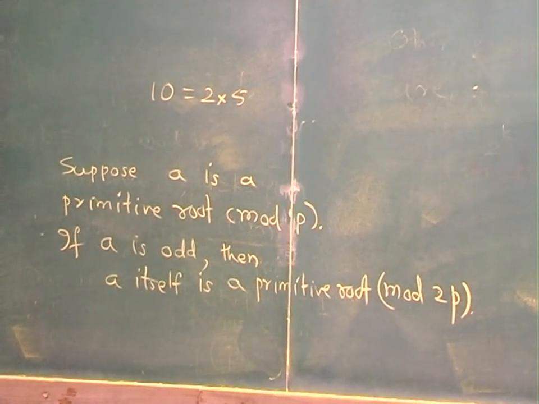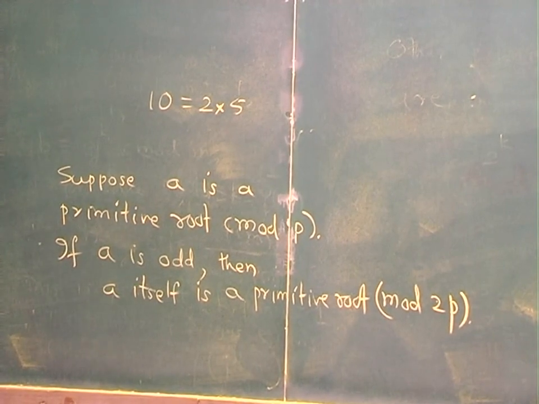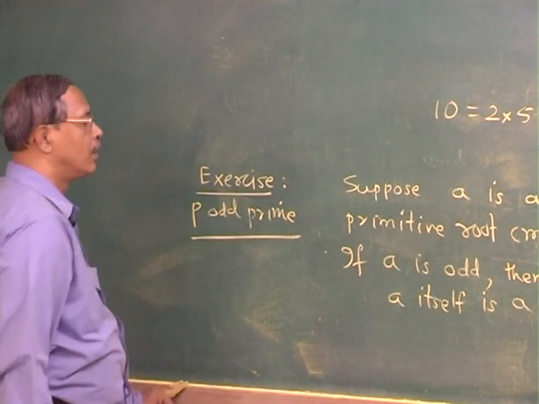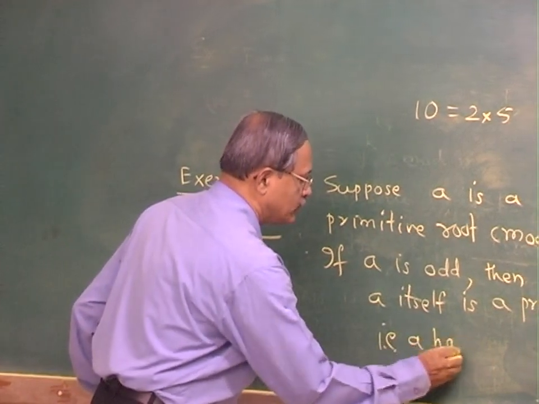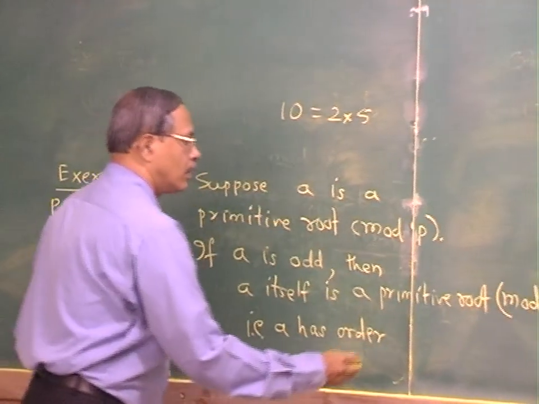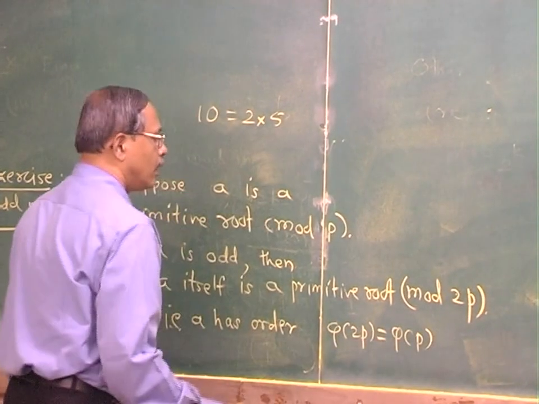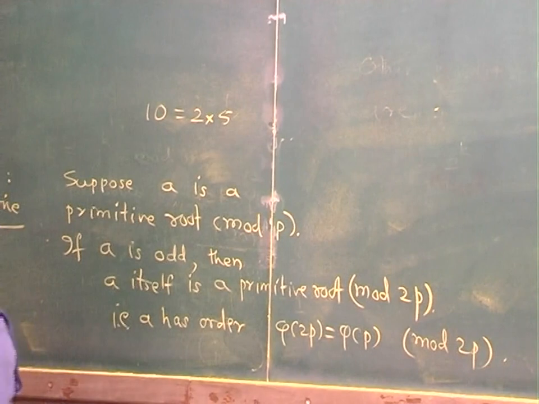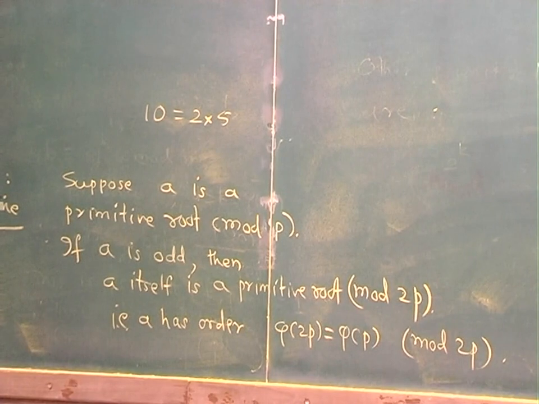Its order mod 2p should be phi of 2p. What is phi of 2p? I am assuming p is an odd prime. That's the assumption. That is, A has order phi of 2p, which is the same as phi of p, mod 2p. See, the order of A mod 2p is p minus 1.